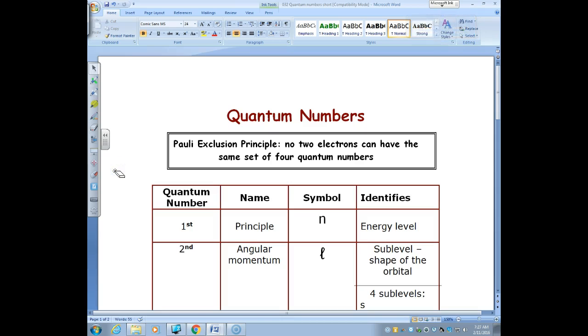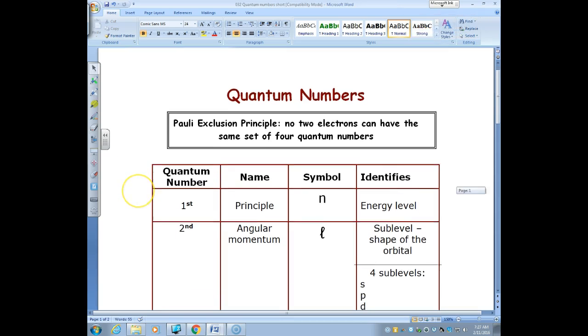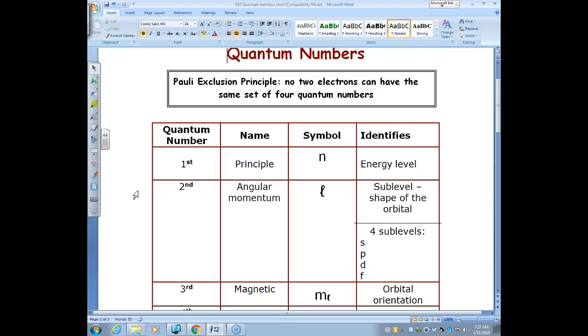All right, the second quantum number is called the angular momentum quantum number. It is represented by a cursive L, and it is the sublevel. It is technically the shape of the orbital, and you need to make sure that you know that. Now, an orbital is a mathematically drawn shape, a region of probability where an electron is most likely to be found. And they have different shapes, and we have 4 different ones, and each one is a different shape.